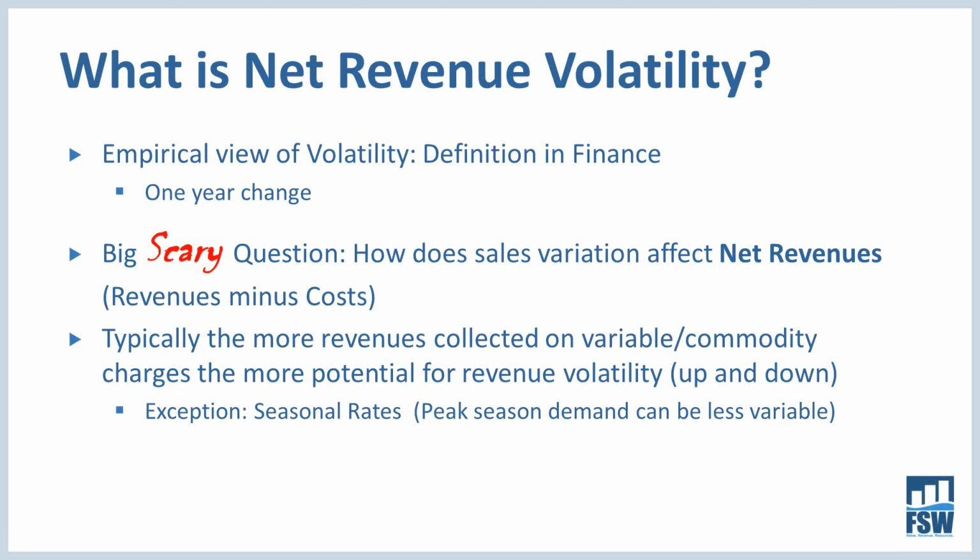Typically, the more revenues are collected on your volumetric commodity rates, the more potential there is for volatility. There is an exception there: seasonal rates, where you generate more revenue in peak seasons, can be less volatile because peak demand can be less volatile.